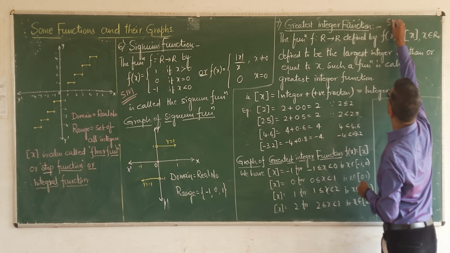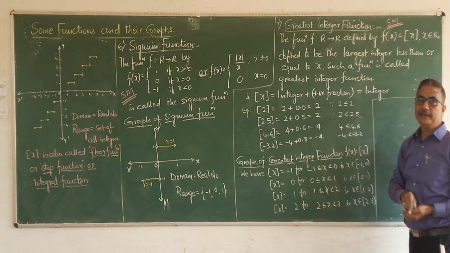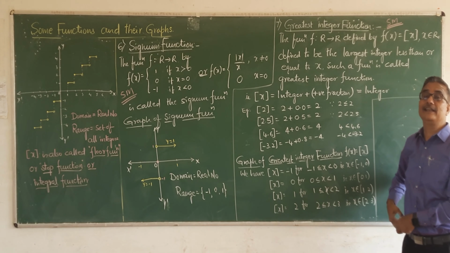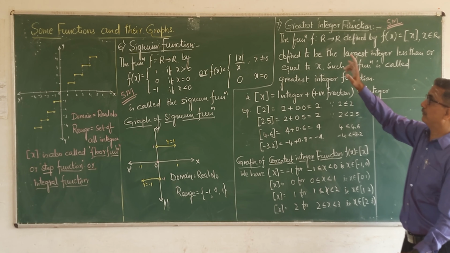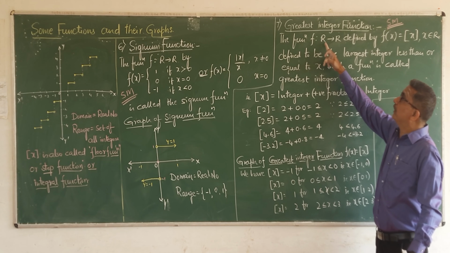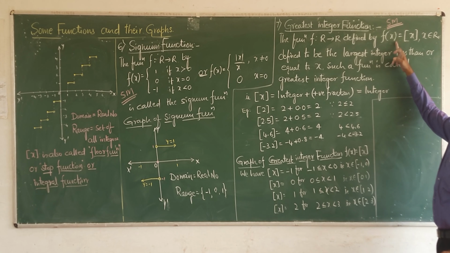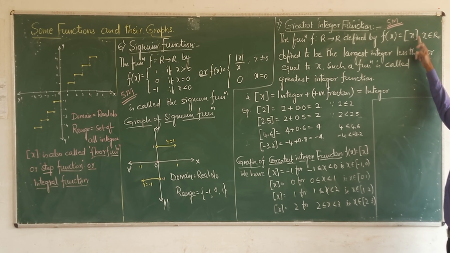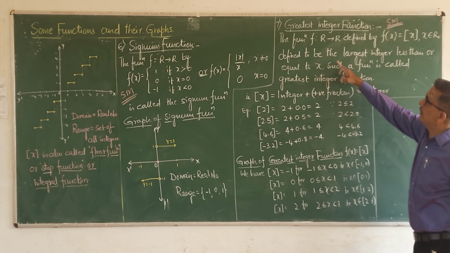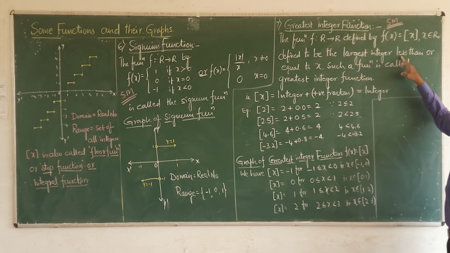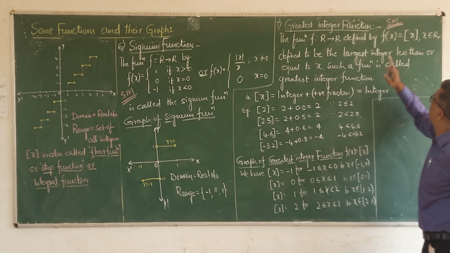That is also very important. 5 mark. Define greatest integer function. Now the definition: a function f from R to R defined by f of x equal to square bracket x, that is box x, where x is a set of real numbers, is defined to be the largest integer less than or equal to x.